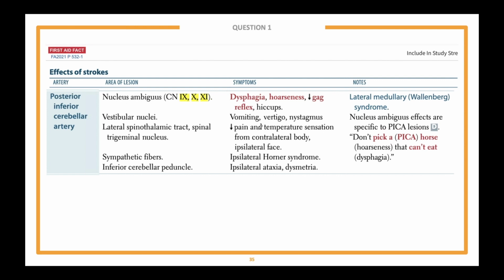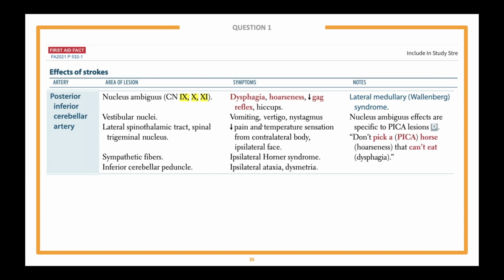You can see there that the nucleus ambiguus, which plays a role with cranial nerves 9, 10, and 11, can be affected. So that's why you would get dysphagia and hoarseness, because we know that 9, 10 specifically, and also 11 play a role in that. The lateral spinothalamic tract is also affected, so that's why you get decreased pain and temperature sensation from the contralateral body and ipsilateral face, okay?